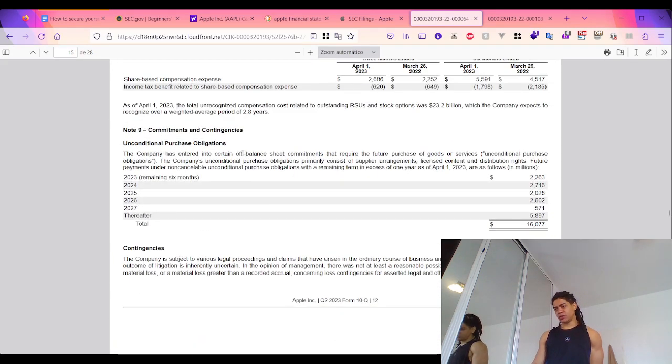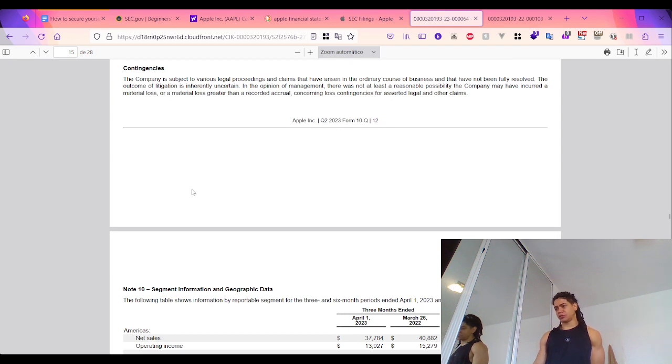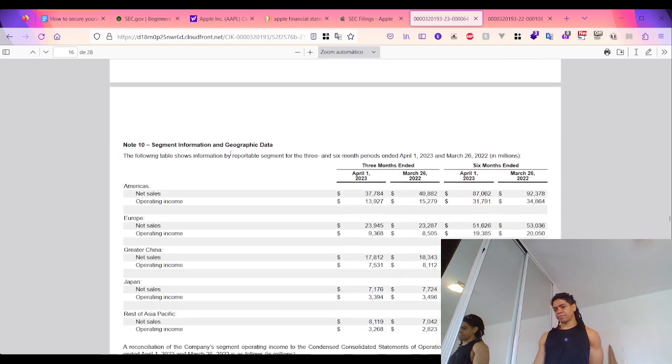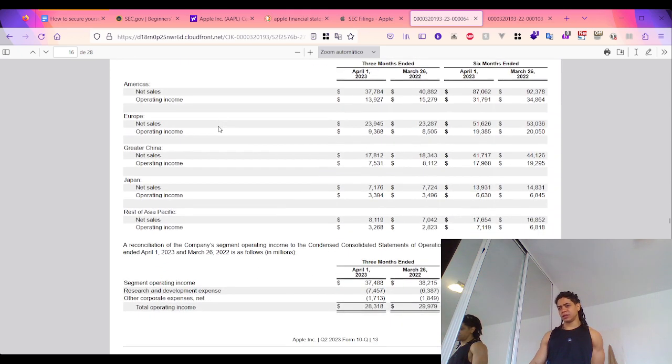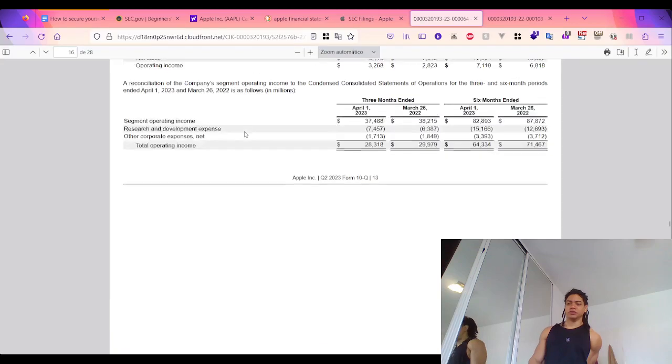The company has entered into certain off-balance sheet commitments that require the future purchase of goods and services, unconditional purchase obligations. This is in millions. This is for contingencies. The company is subject to various legal proceedings and claims that have arisen in the ordinary course of business and have not been fully resolved. The outcome of litigation is inherently uncertain. Note 10. Segment information and geographic data. Item 2. Management discussion and analysis of financial condition and results.